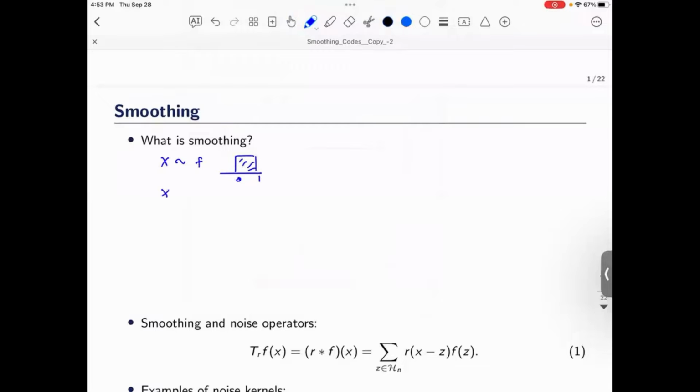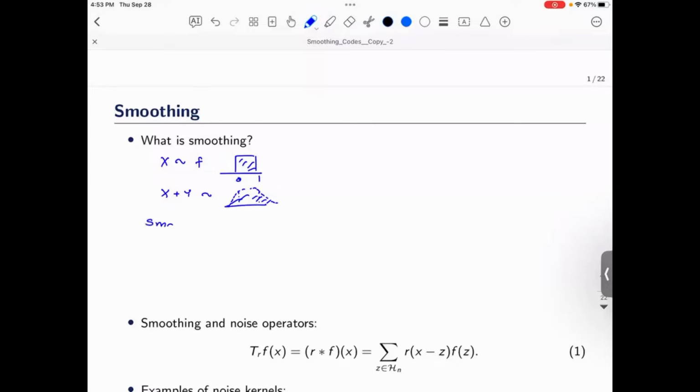What happens if we add a certain noise to it? What would the resulting probability distribution be? Typically it should have something like this. This is what we mean by smoothing.